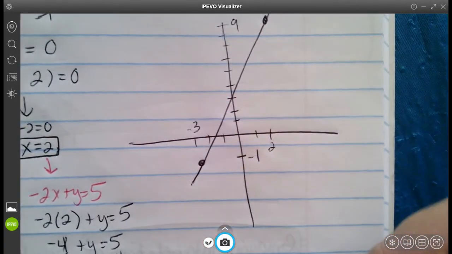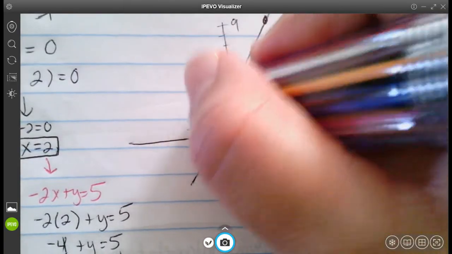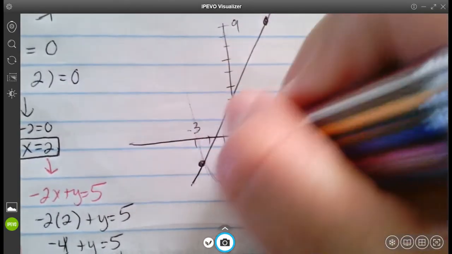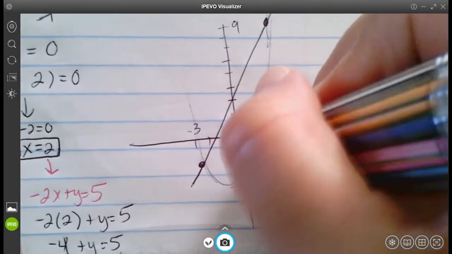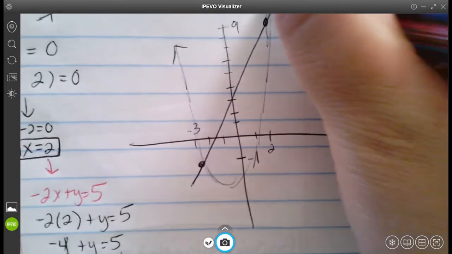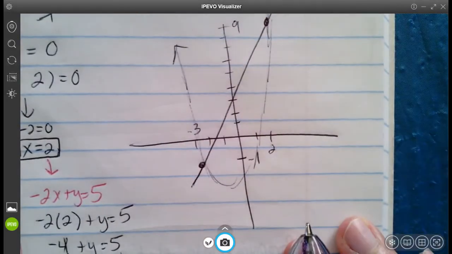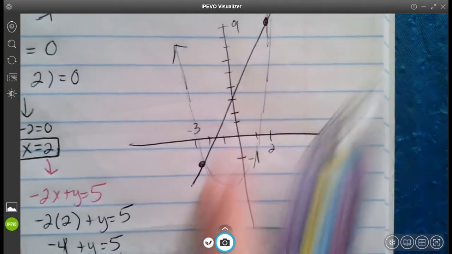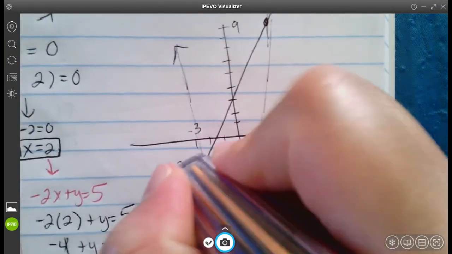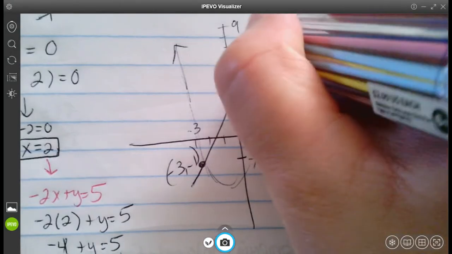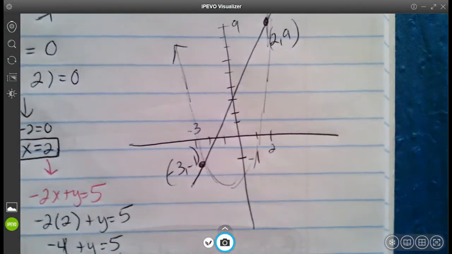So you have a line going through here, and you have this parabola that probably does something like, I don't know, something like this. You could get pickier, but basically that's what this means, that when you graph these two things together, these are the two solutions, negative 3, negative 1, and 2, comma 9.